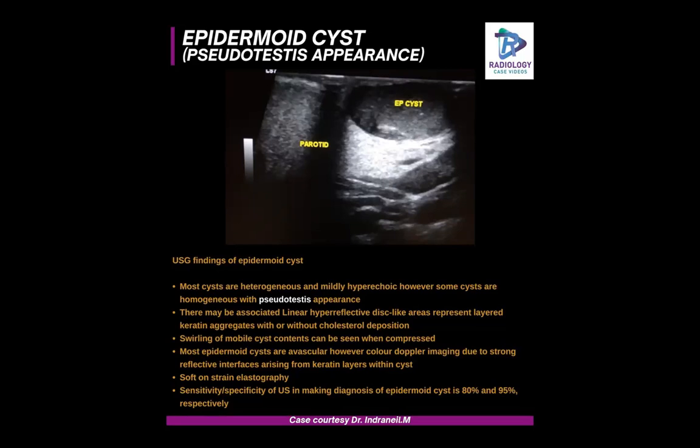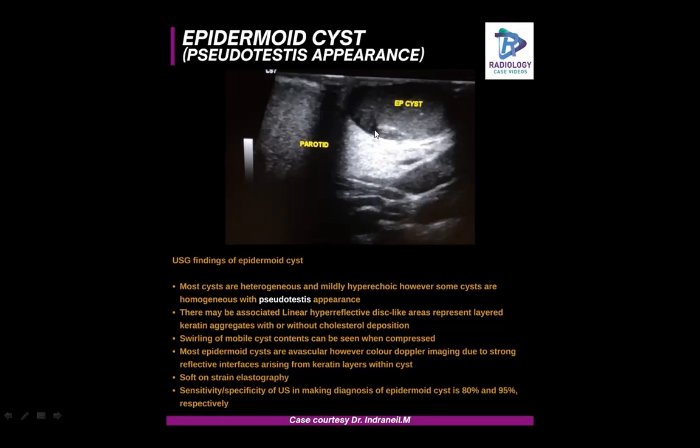These epidermoid cysts, also known as epidermal cysts or epidermal inclusion cysts, all three are the same. They are used interchangeably according to the location, appearance and pathology, but usually all three entities are synonyms. Most of these are heterogeneous in echotexture, but they can be homogeneous and give rise to this pseudo-testis appearance.